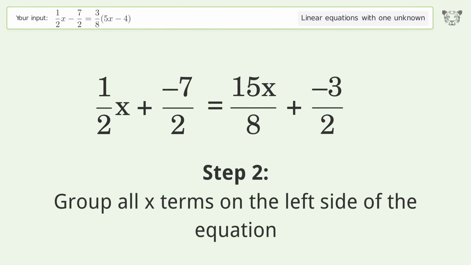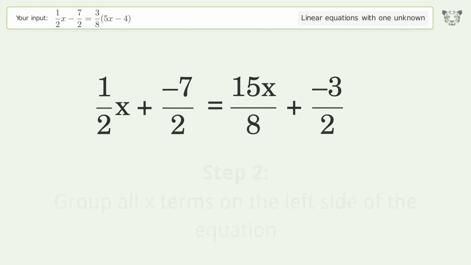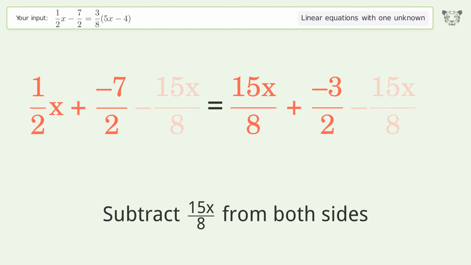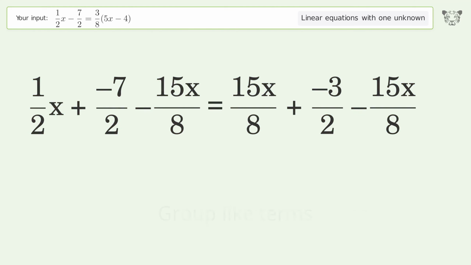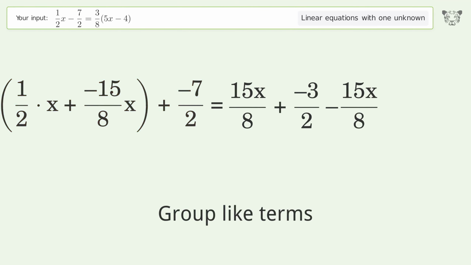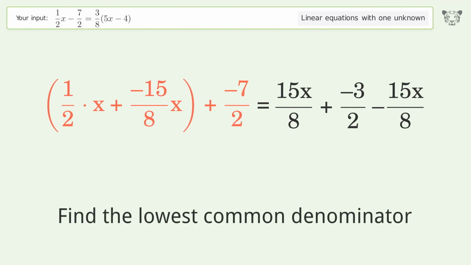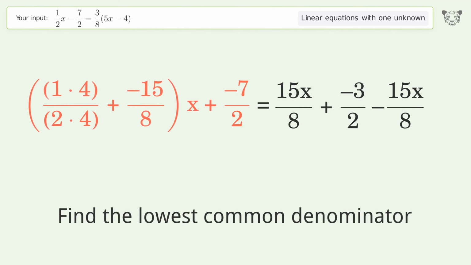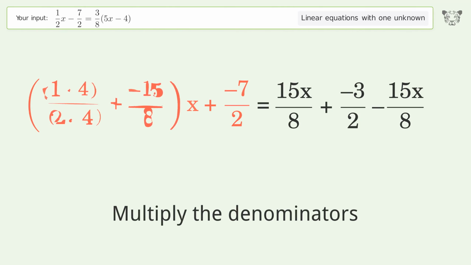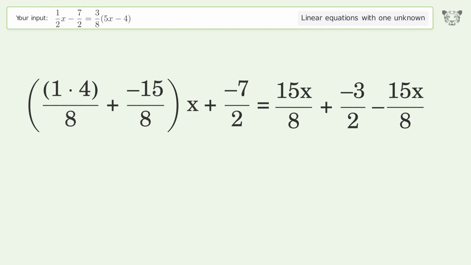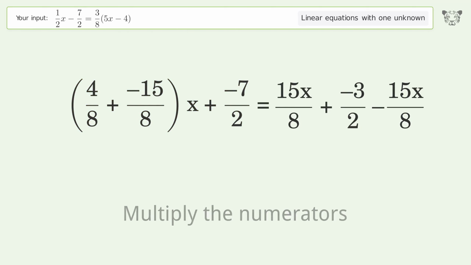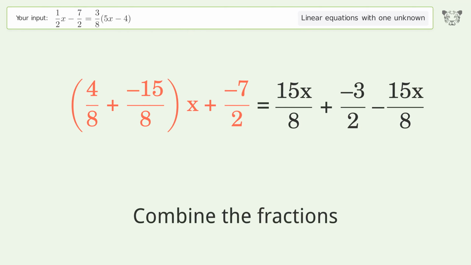Group all x terms on the left side of the equation. Subtract 15x/8 from both sides. Group like terms. Find the lowest common denominator. Multiply the denominators. Multiply the numerators. Combine the fractions.